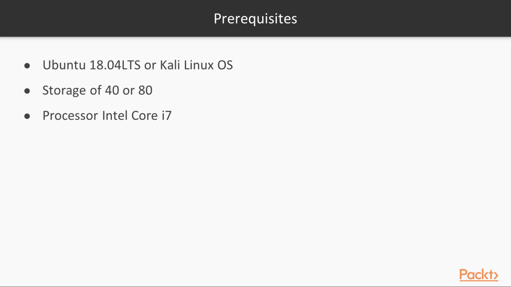All right, this is our prerequisite. You are going to be needing an Ubuntu 18.04 long-term support or a Kali Linux OS. The storage you are going to be needing is up to 40 gig or 80 gig, and the processor should be Intel Core i7 or Core i5.